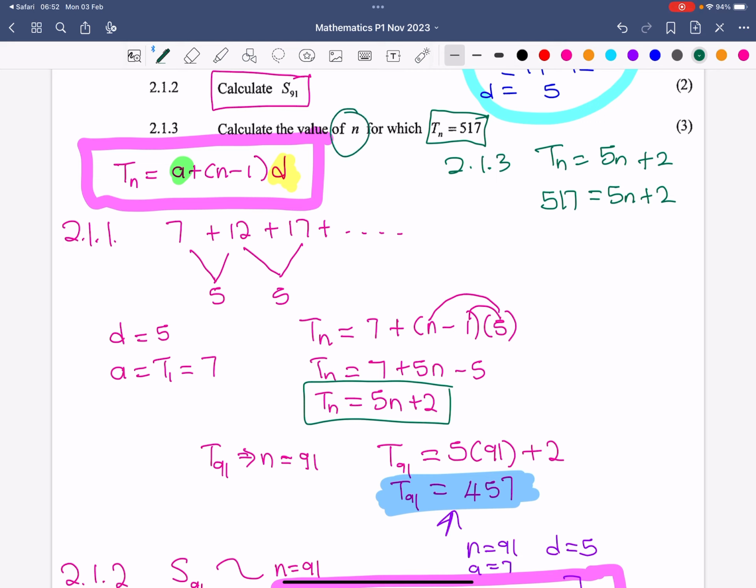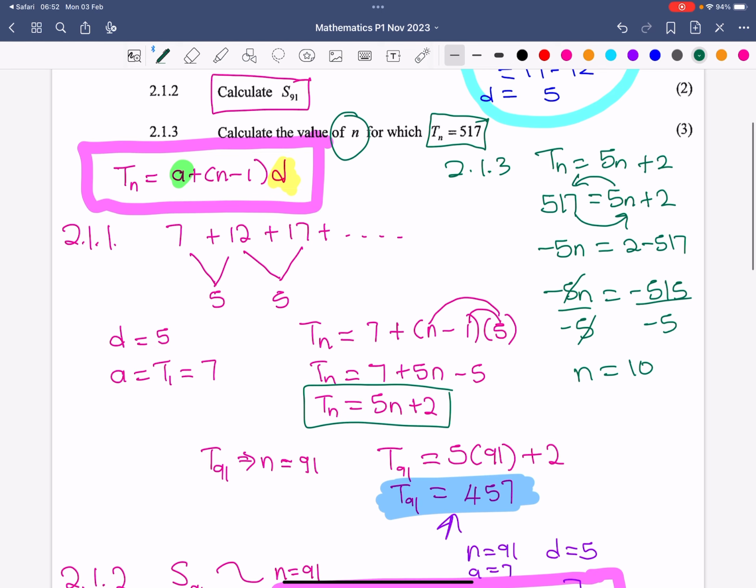So take the 2 to the other side, or some people prefer taking the 5, so let's take the 5 to the other side. It becomes minus 5n, and then taking the 517 to the other side becomes 2 minus 517. So minus 5n is equals to, what is this? 2 minus 517 gives us minus 515. Divide both sides by minus 5 to solve for n. So your n is equals to 103.